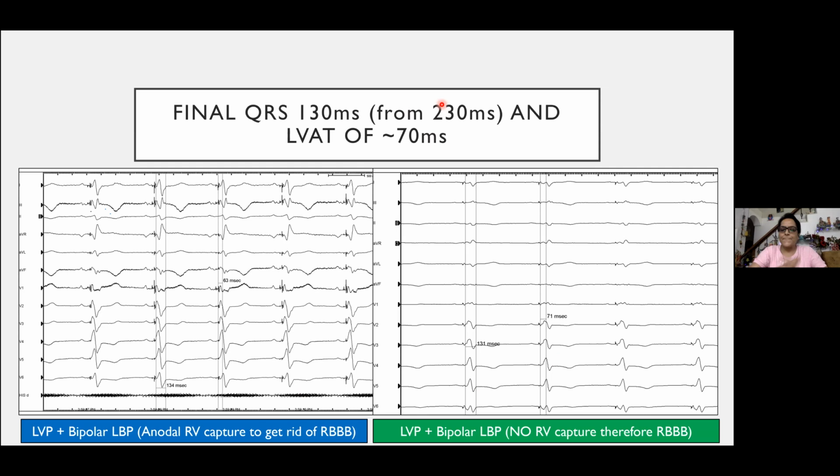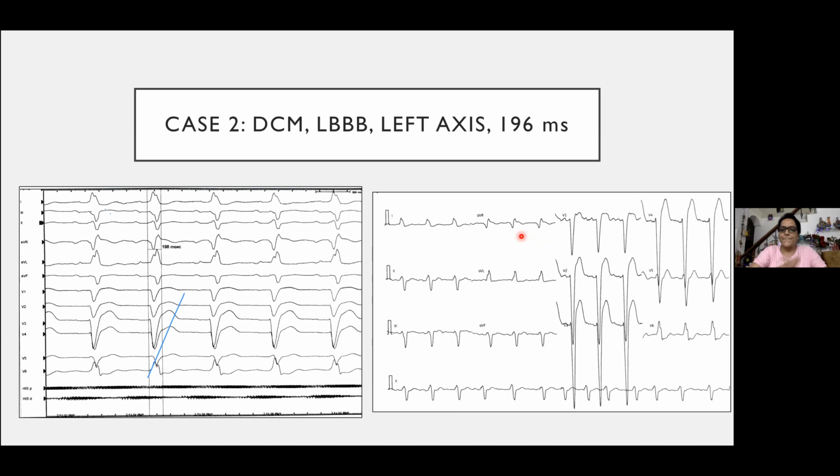So the final QRS in an IVCD patient, from 230 milliseconds, you can get a final QRS of 130 millisecond with an LVAT of 70 millisecond. Now this is a phenomenal result which is made possible by LOT CRT and utilizing all the kinds of tools which we have. So we don't get rid of the different tools, we utilize everything.